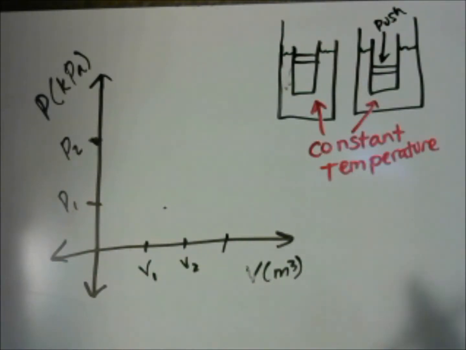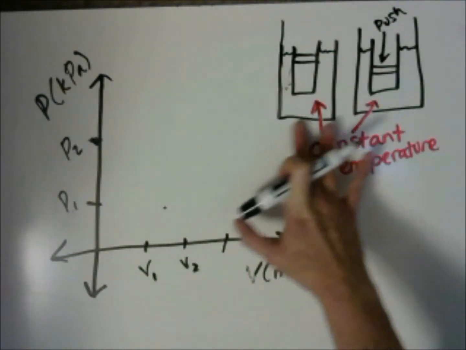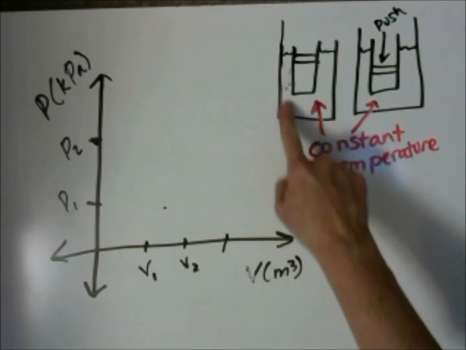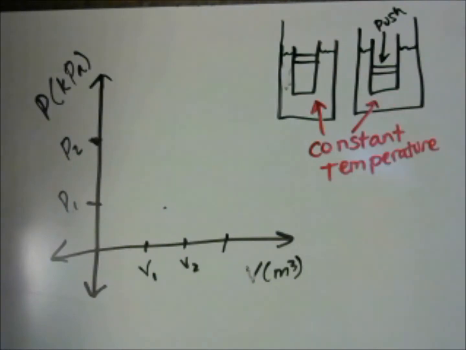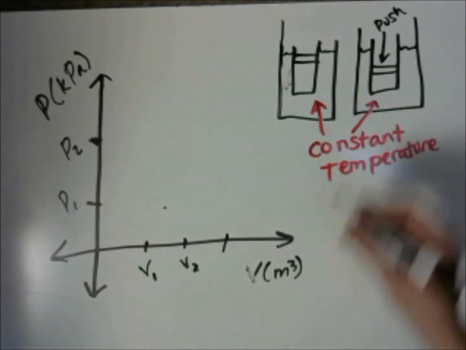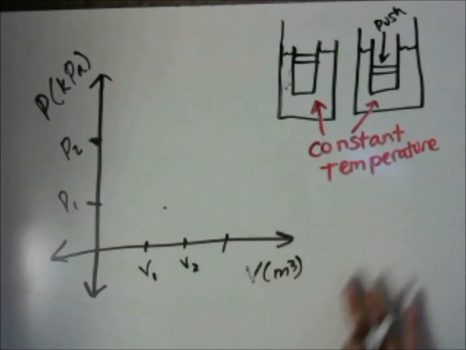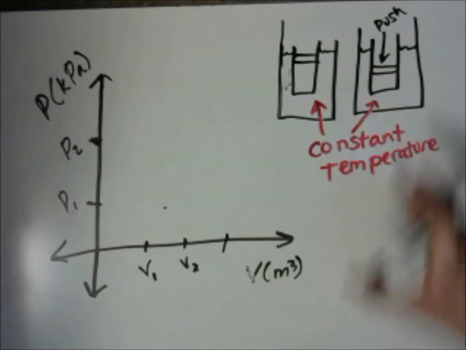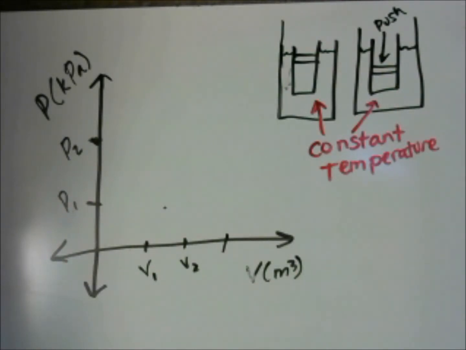Last example, we're going to consider a system that is in a fluid that will keep the temperature constant. So this fluid around the piston will keep the temperature constant. The volume is going to change. So we have one system, and then we're going to apply pressure to it. When we apply pressure, we end up with a new pressure and a new volume. So both pressure and volume are going to change, but the temperature is going to stay constant.